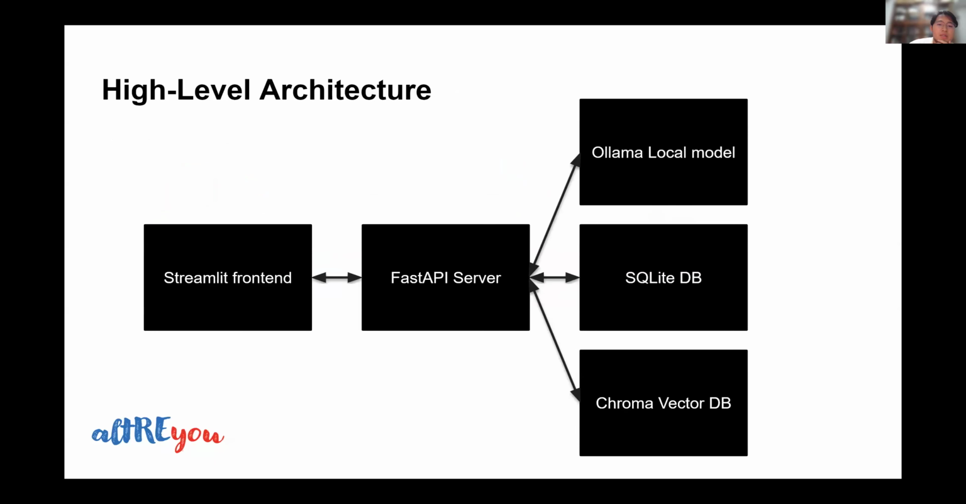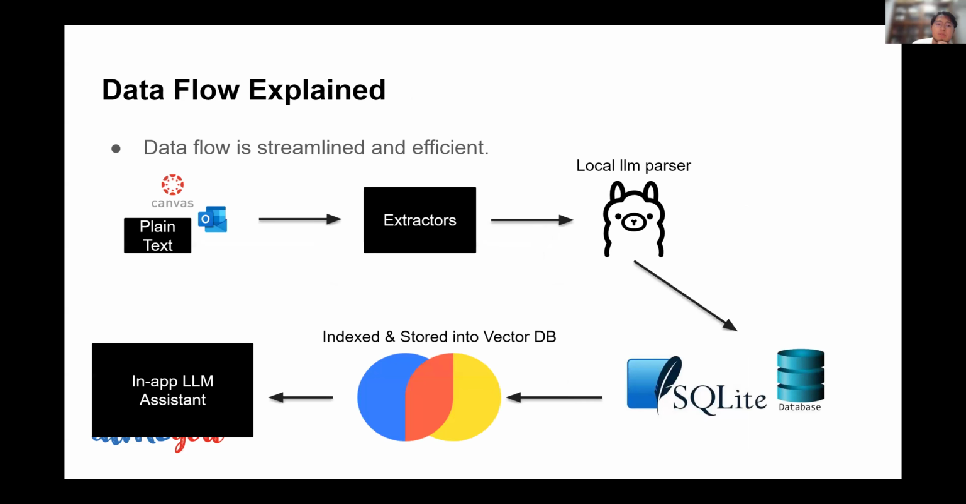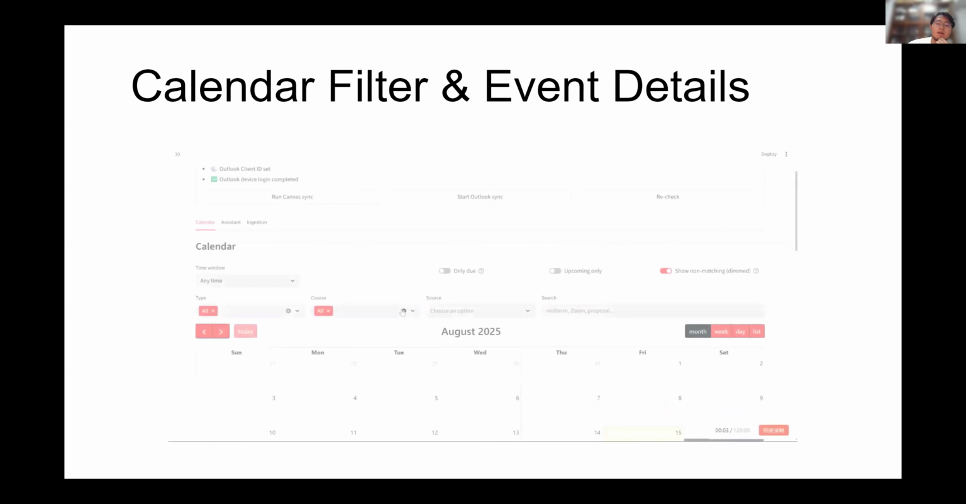So this is the high-level architecture of our project: a Streamlit front-end and FastAPI server for communicating information, an Ollama local model, SQLite database, and Chroma vector database for RAG-based systems. The data flows in our system in this way. Plain text, Canvas, all the information goes through the extractor, and the LLM parses them into a unified JSON object, which is then stored into the SQLite database, and indexed and stored into the vector database, and used by the assistant.